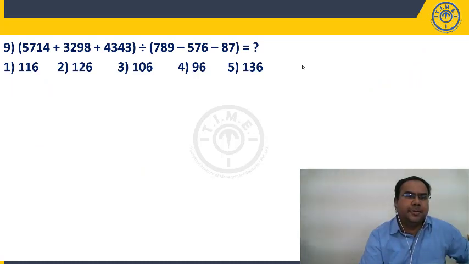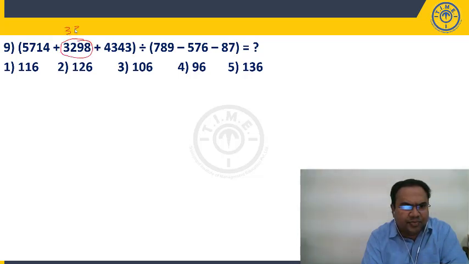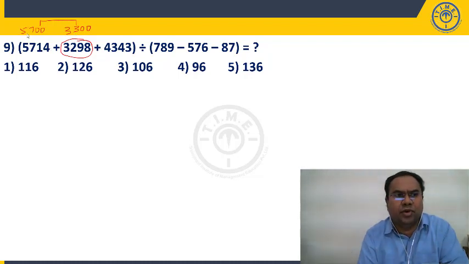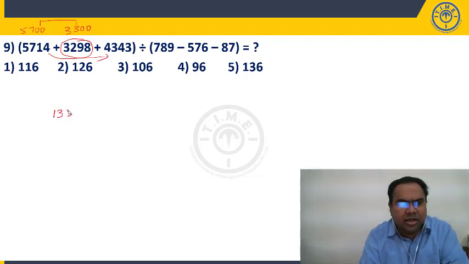Okay, ninth question, students. See here, let us take this as 5714, and let us take this as 3300. This is 5700. 14 is left out here, don't worry. How much is this if I add the 700? It will be 4000 plus 5000, 9000 plus 4000, 13,343. Add this 14 here, I can say approximately 13,350.